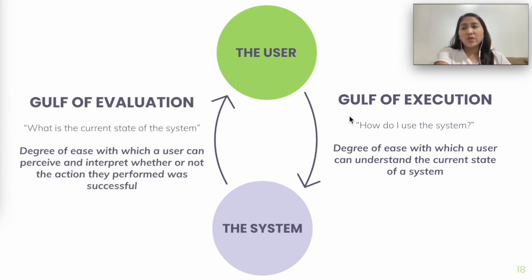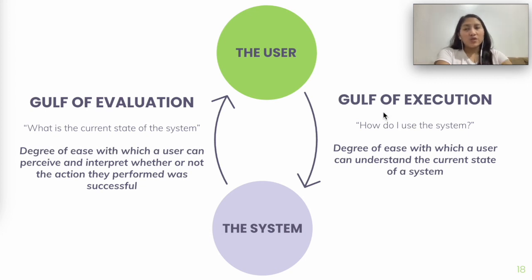Now, the gulf of evaluation is the degree of ease with which a user can perceive and interpret whether or not the action they performed was successful. So this gulf is small when the system gives information about the state in a form that's easy to receive, interpret, and matches the way the person thinks of the system. Okay, so again, that is the gulf of evaluation.